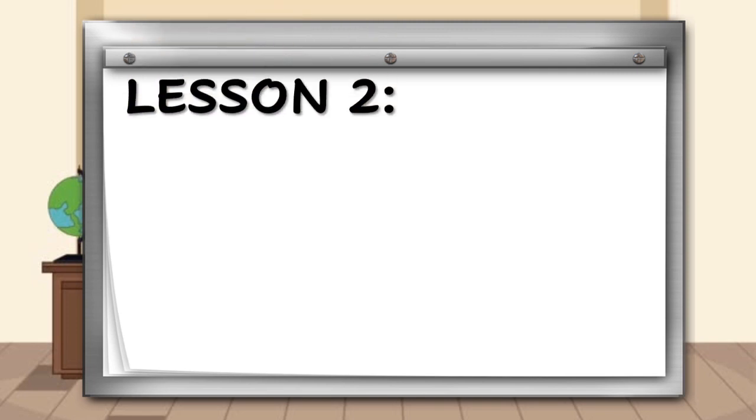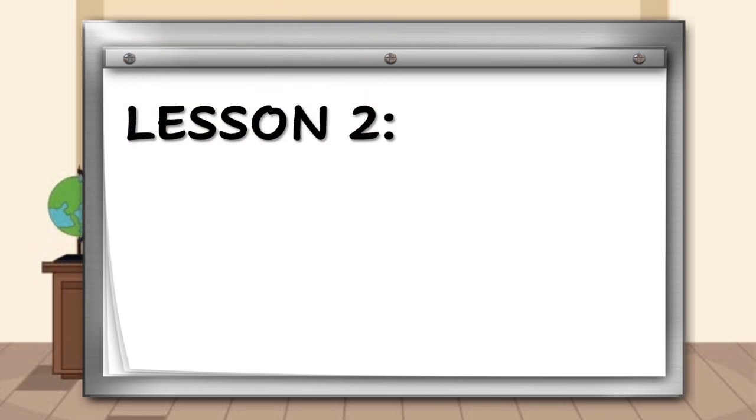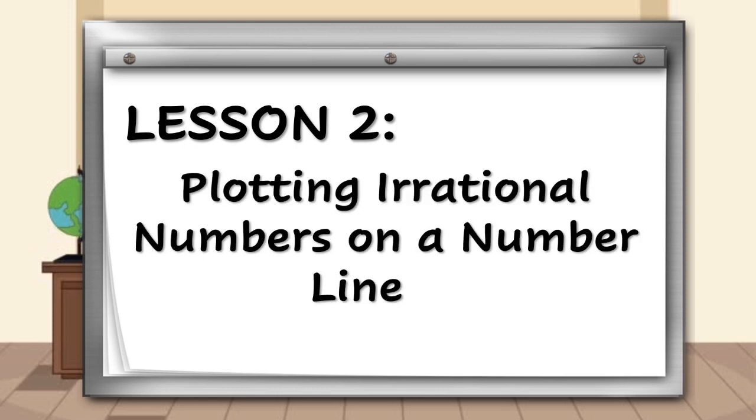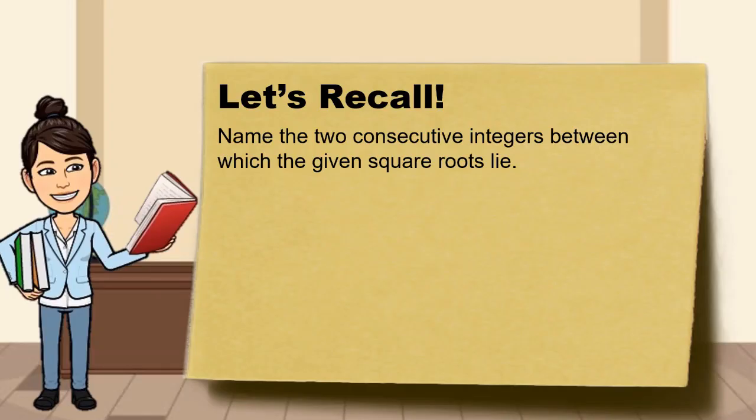You have learned in the previous lesson how to estimate square roots of whole numbers which are not perfect squares. But what if you are asked to plot the square roots on a number line? How are you going to do this? We will talk about that in this lesson. Plotting irrational numbers on a number line. But before we proceed, let's have a brief review.